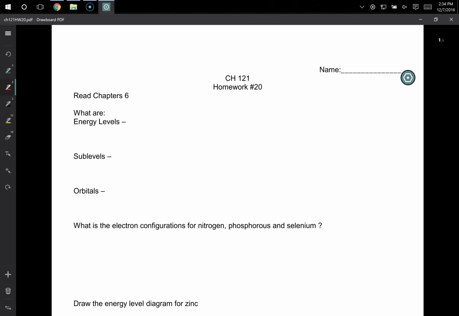Okay, energy levels. What do we got for an energy level? Anybody? Energy level? You want to say? Okay, let's start off with there are 7 of them.